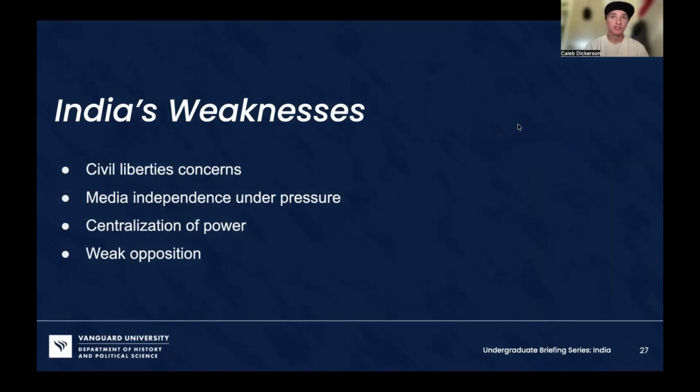So now we can look at some of their weaknesses. Despite all their strengths, India's overall score is lowered by these key weaknesses. Civil liberties are often under increasing pressure, particularly in areas like freedom of expression and minority rights. The media environment has also faced criticism with concerns about political influence and reduced independence. At the same time, power has become increasingly centralized under Prime Minister Narendra Modi, affecting the balance among institutions. The opposition has also struggled to remain effective, which weakens democratic competition. Together, these factors reduce the overall quality of democracy.